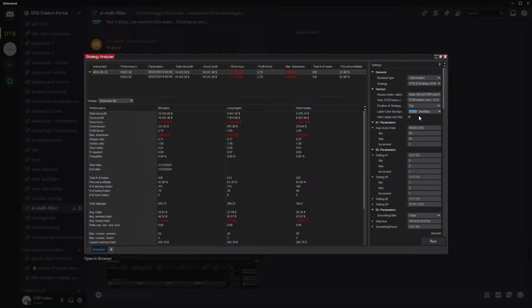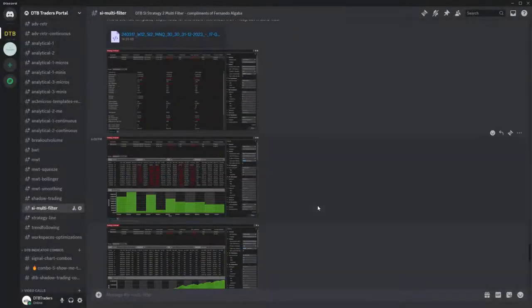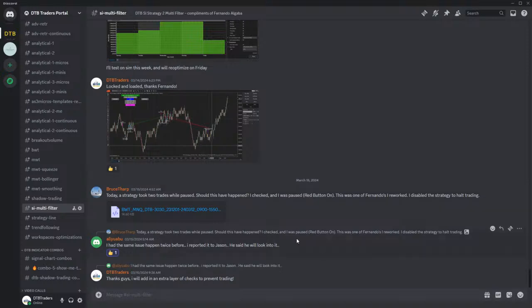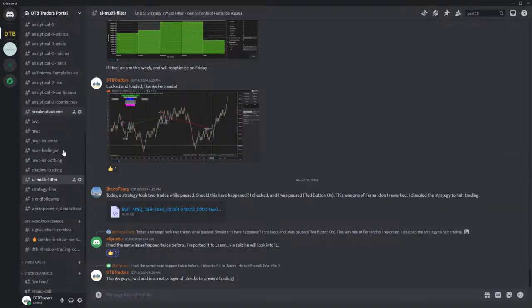And with the last update we did to the SI strategy, with adding in extra safeguards to try to prevent losses, this percentage profitable has greatly increased. So I'm very excited about that. And so that is that. We're going to go to Medina Wick Trader.